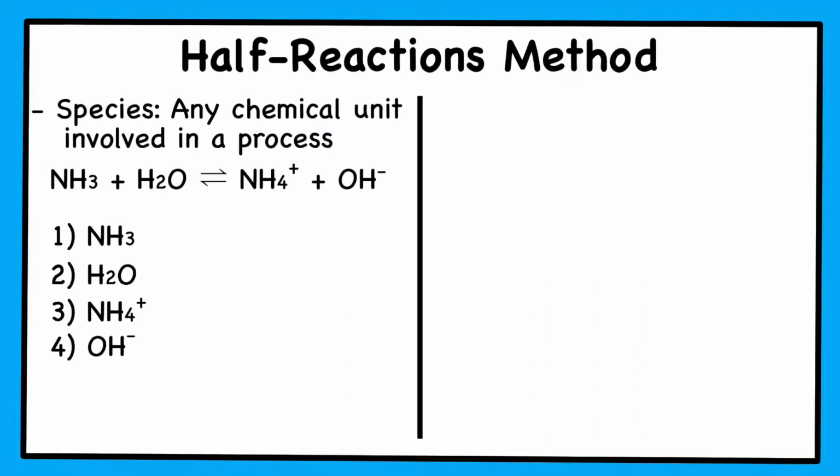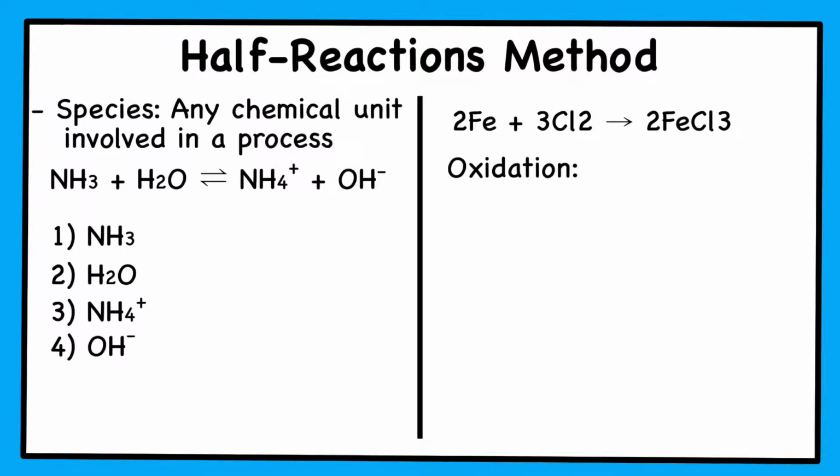OH−. Let's take a look at the reaction of 2Fe plus 3Cl2 yields 2FeCl3. If we isolate the oxidation portion of the reaction, we would see that iron would go from having a balanced electron shell on the reactant side to being Fe3+ when it becomes iron(III) chloride. In other words, it lost 3 electrons. This gives us that Fe yields Fe3+. In order to balance this reaction out, we are going to have to add 3 electrons to the product side.